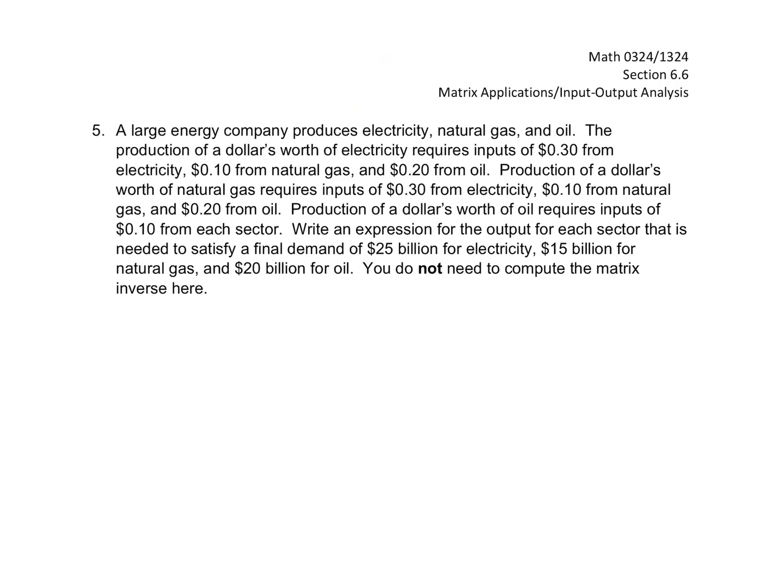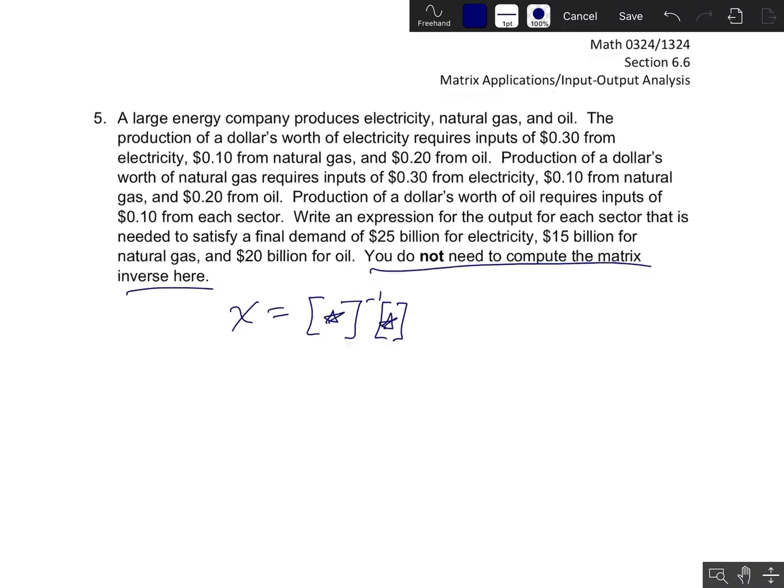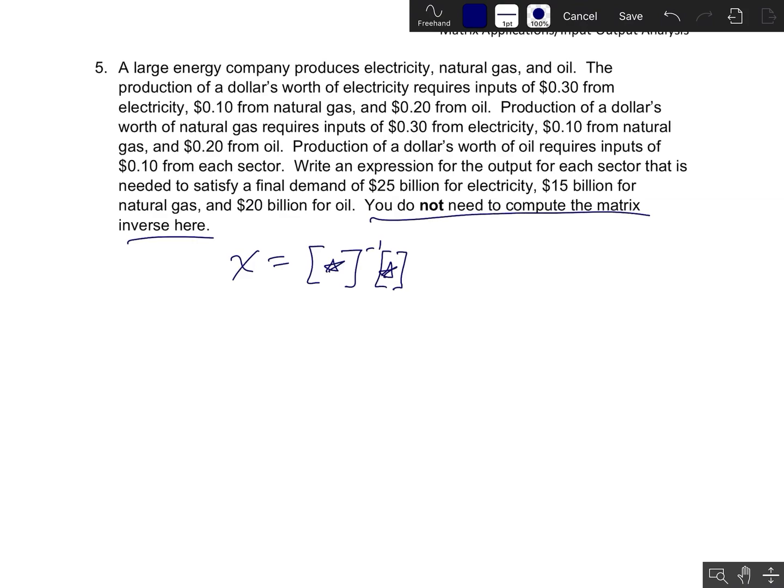Okay, so in example 5, we're going to do the same thing. This time we have a 3 by 3 case. In this problem, it says you do not need to compute the matrix inverse. So here I just want us to set up the problem so that X is equal to some matrix inverse times some other matrix. So I do want us to find these two matrices, but I don't want us to actually compute the inverse, because computing the inverse of a 3 by 3 decimal matrix by hand was just kind of a nightmare. So I'm going to avoid doing that for now. Instead, we're just going to set up the general problem.